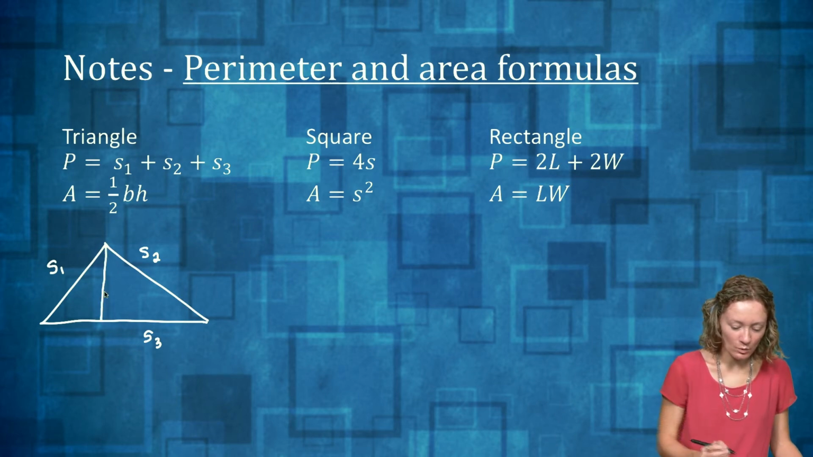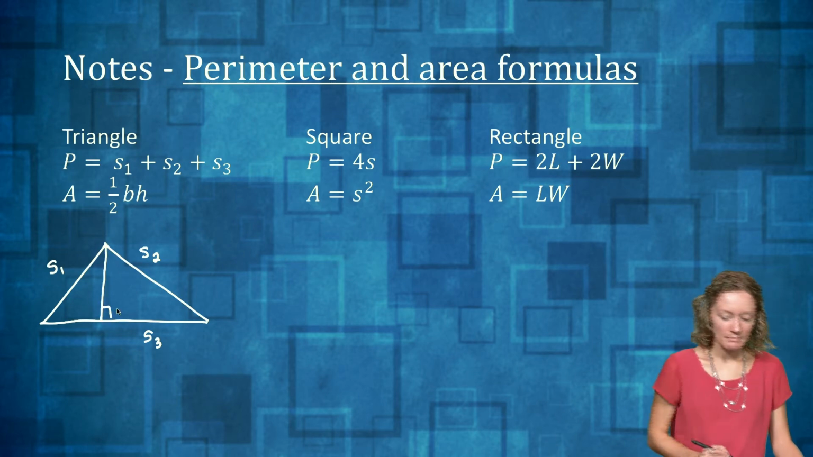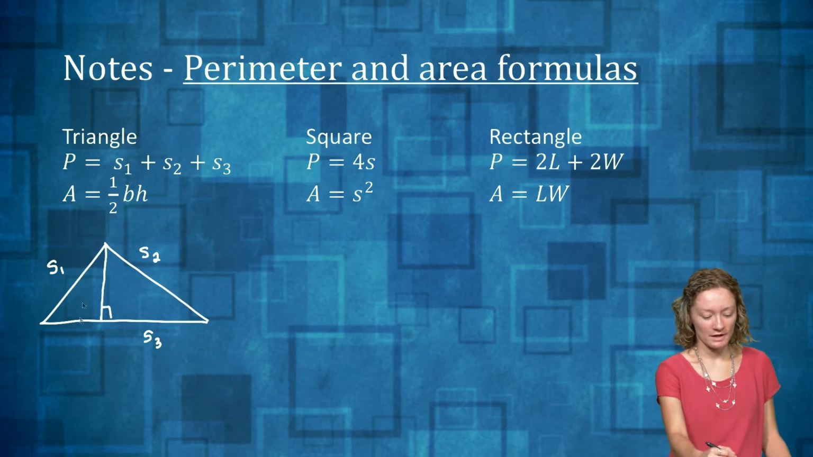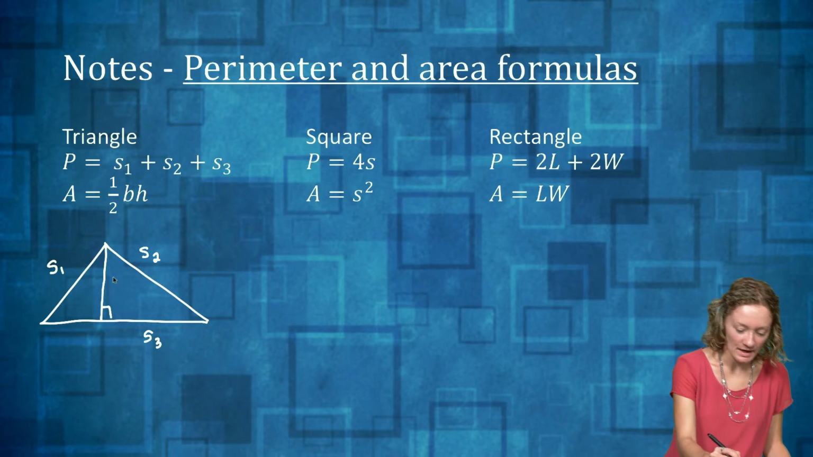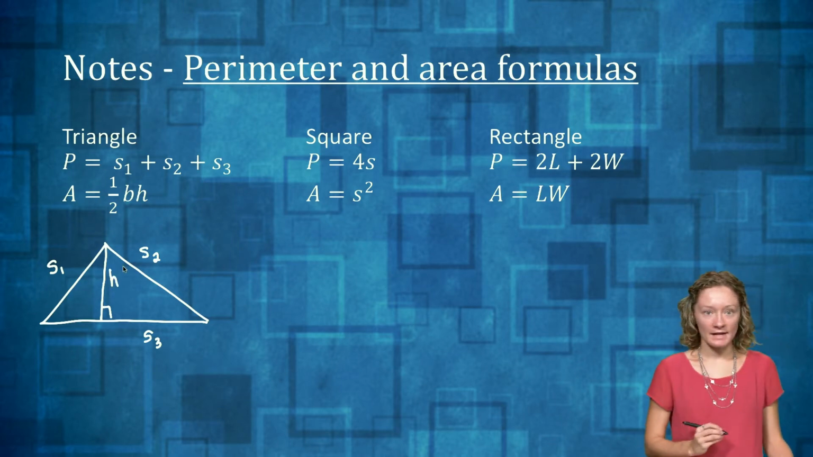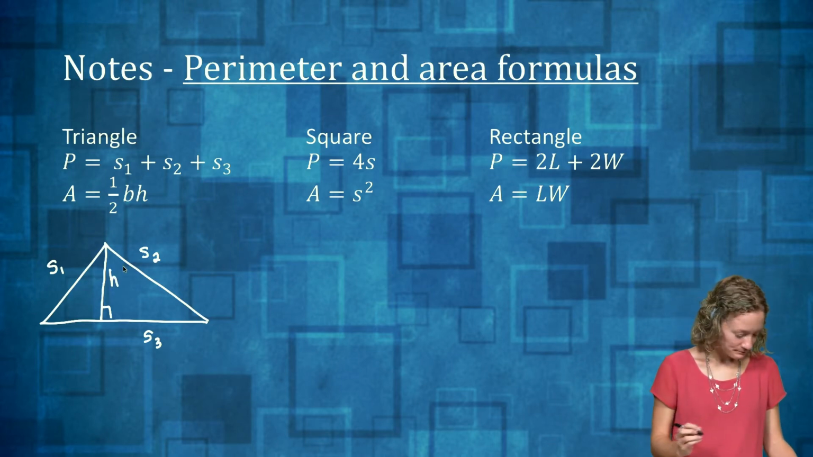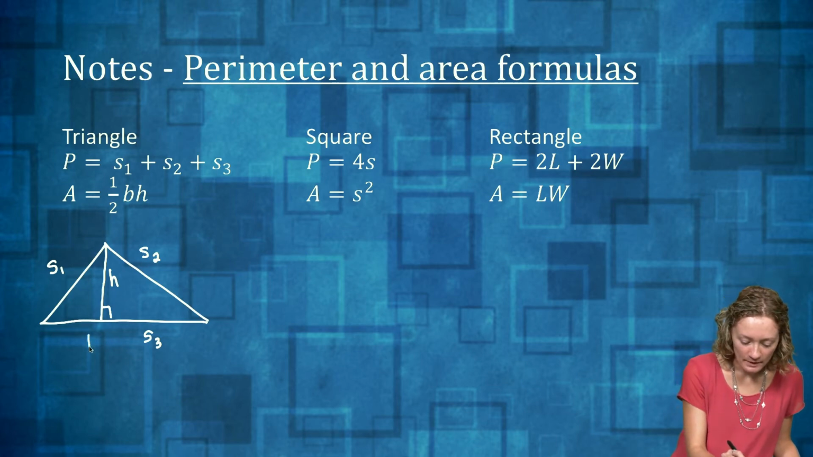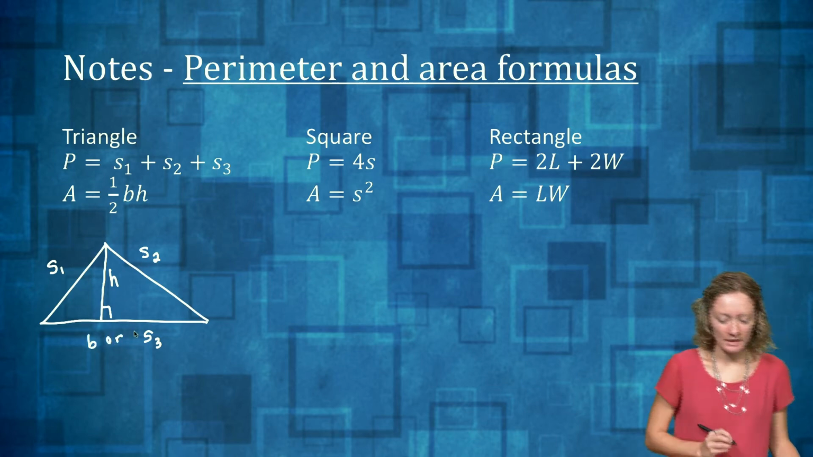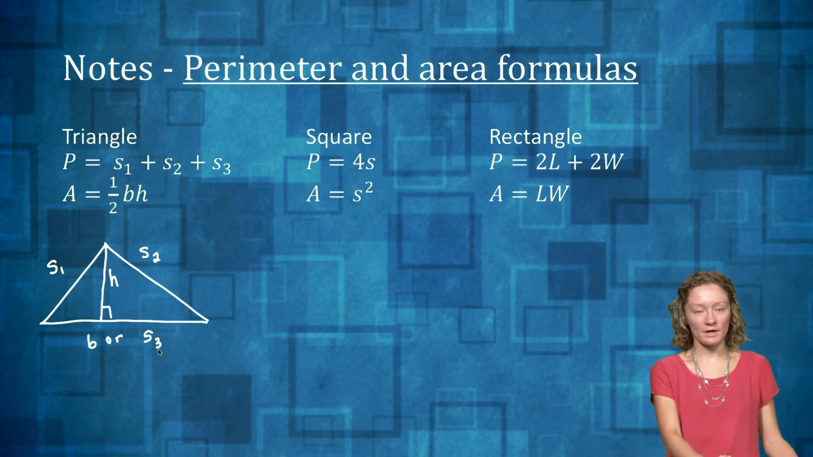This piece won't necessarily always be there. If the triangle, if this left side was cut off and this is what the triangle looked like, your S1 would be on this side here. But the height has to be given to you in some way, shape, or form. And then the bottom can be referred to as B, the base, or S3.